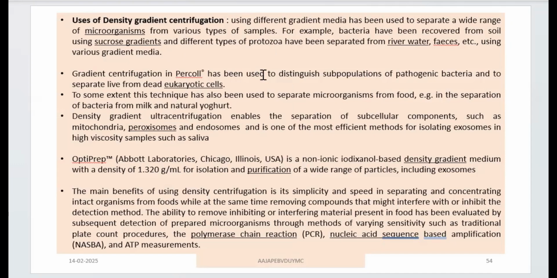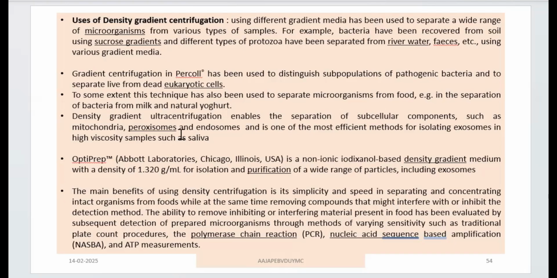Gradient centrifugation in Percoll can be used for distinguishing different populations of pathogenic bacteria and to separate live and dead cells. Buoyancy will differ, so you can use it for that. To a certain extent, this technique can be used to separate microbes from food, and bacteria from milk and yogurt, etc. Density gradient ultracentrifugation, we have talked about subcellular component separation and purification.